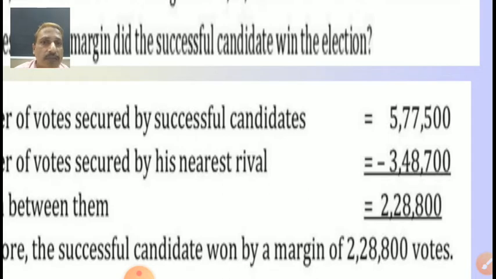Sentence अपने हिसाब से बनाने का है, student. It is not compulsory to write this only. Don't stick to that one. Yes.